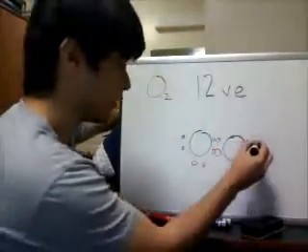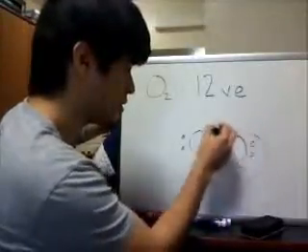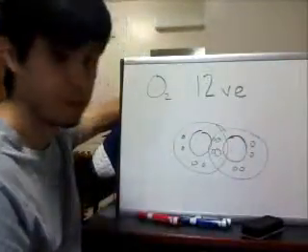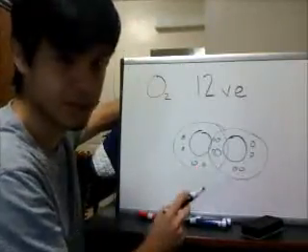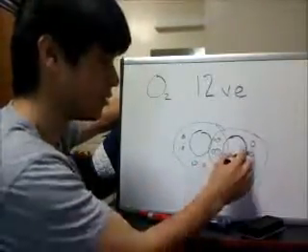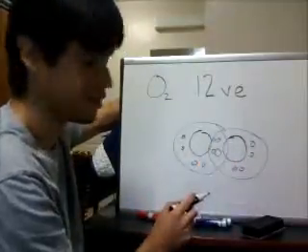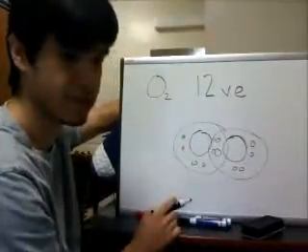Now we could count the 4 electrons in the bonds for each oxygen atom. So you can see this one has 8 valence electrons, and this one has 8 valence electrons.